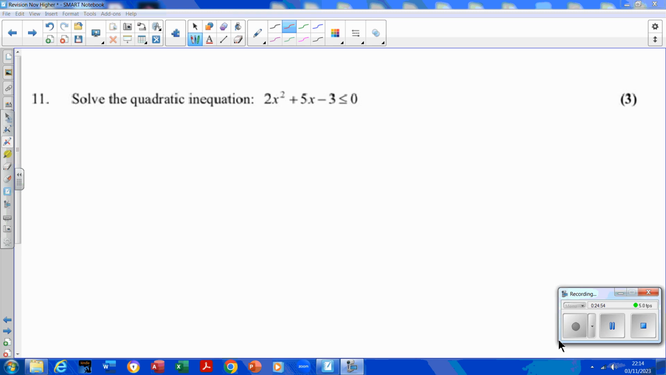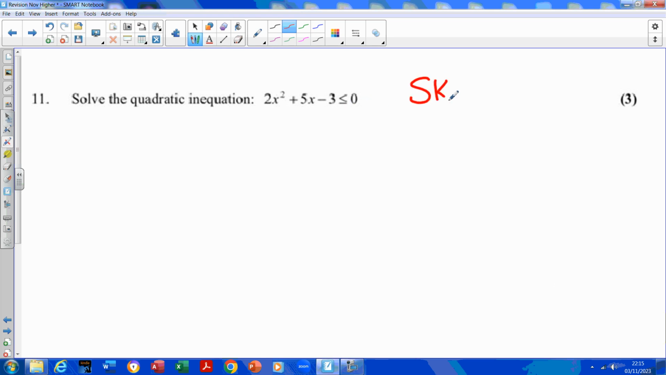Question 11. We want to solve the quadratic inequation. As soon as you see solving a quadratic inequality, you've got to draw a sketch. So we've got to draw a parabola, because that's the only way we can read off the answers from this. So the first thing you do is factorise this. We want to factorise 2x squared plus 5x minus 3.